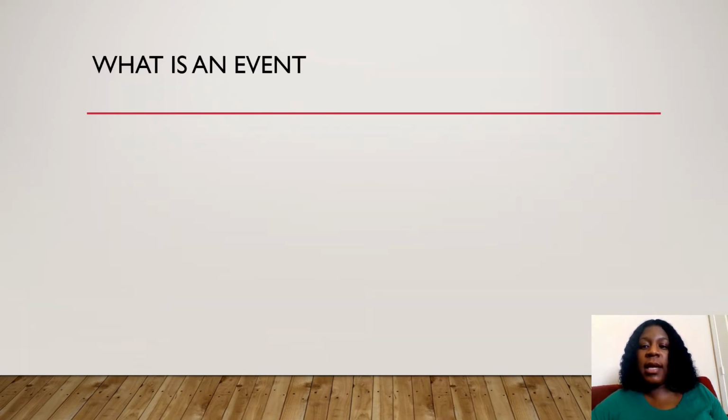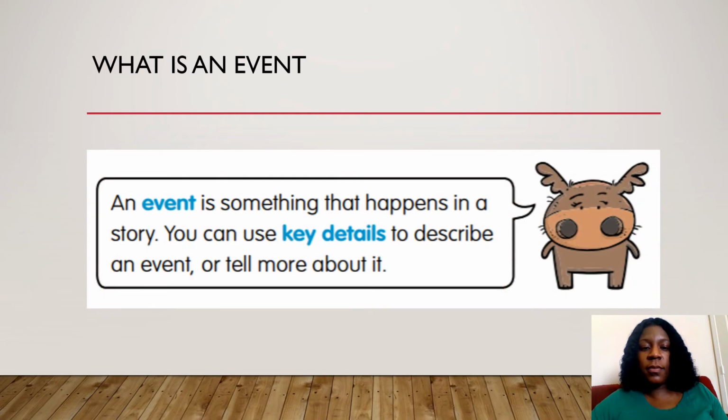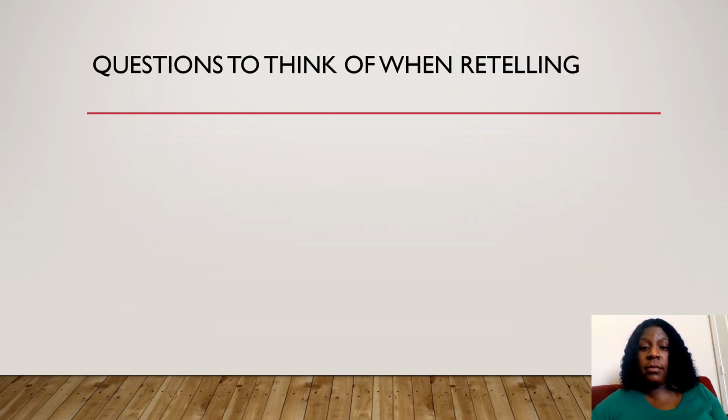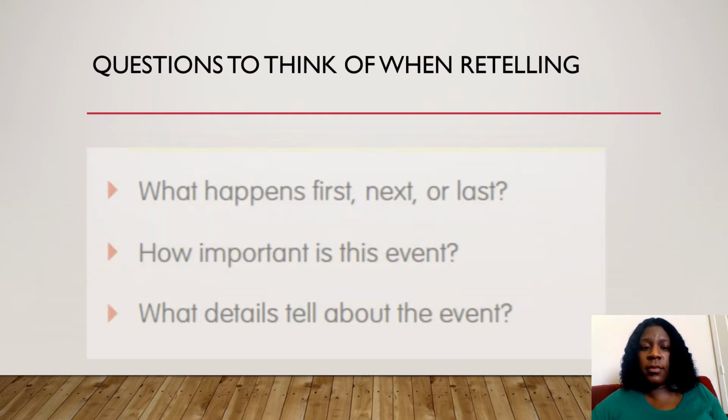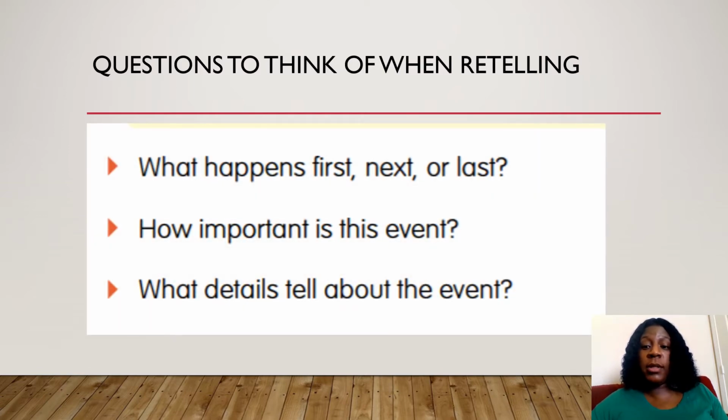What is an event? An event is something that happens in a story. You can use key details to describe an event or tell more about it. Questions to think of when retelling. What happens first, next, or last? How important is this event? What details tell about the event?